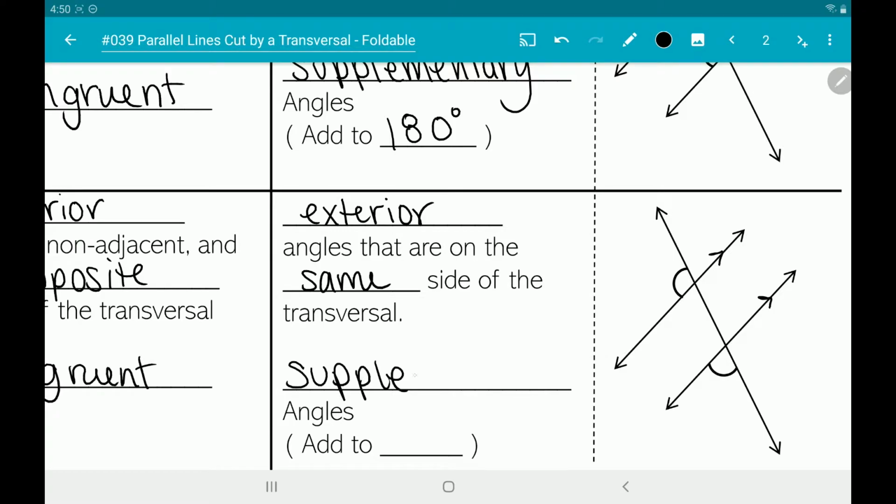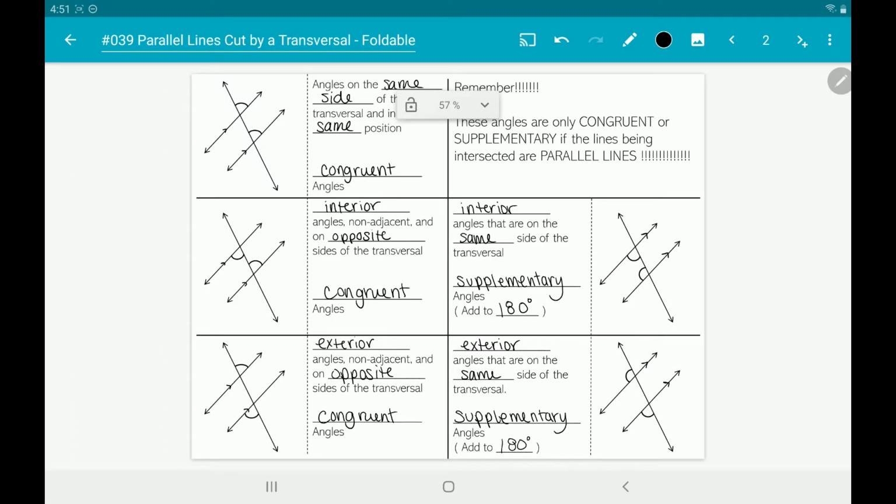So anytime you have two parallel lines intersected by another line, the transversal line, and you have these same side exterior angles, they're going to be supplementary. They're going to add to 180 degrees. So fill this out, and then you can see me in a second seeing how to actually fold it and cut it.